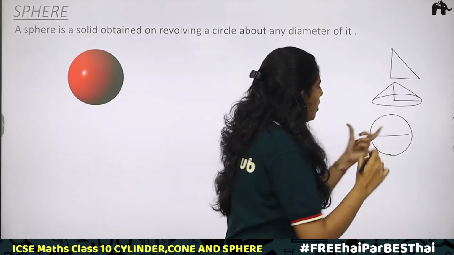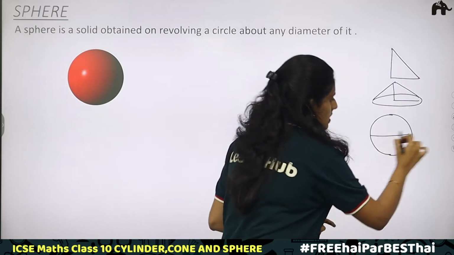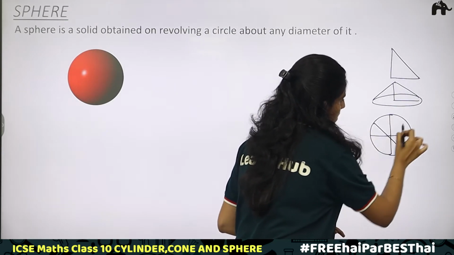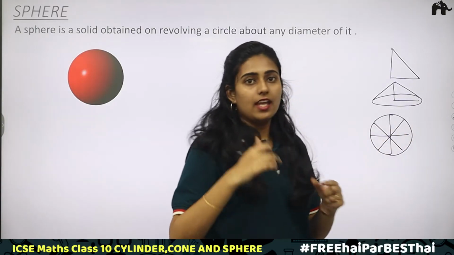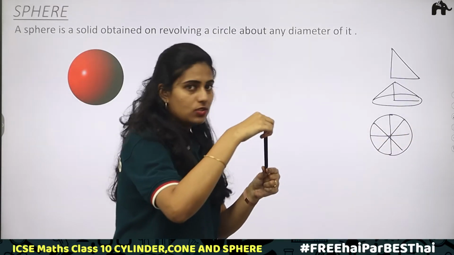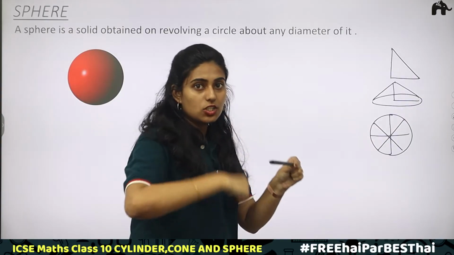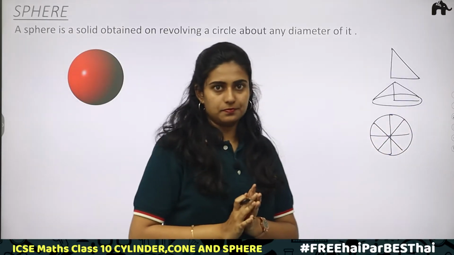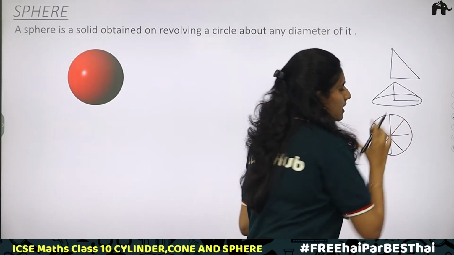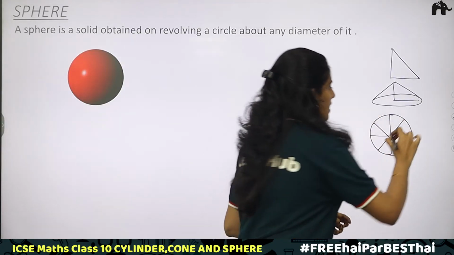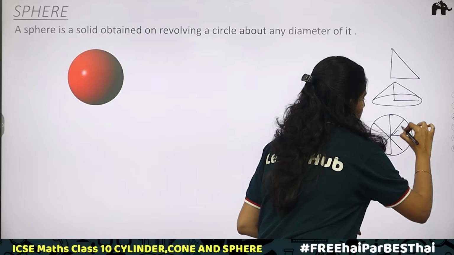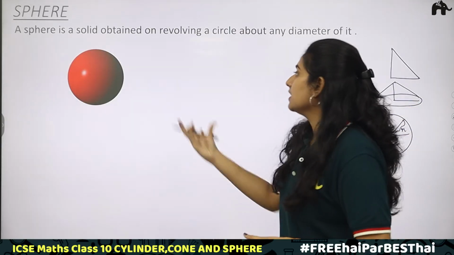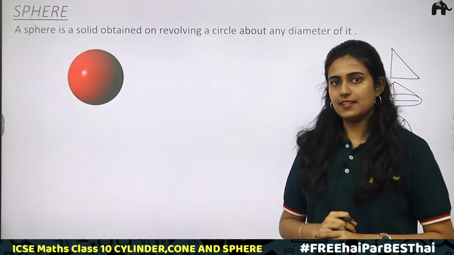You can rotate it along any of its diameter. This is one diameter, or along this diameter, or along this diameter. Any of its diameter, when you hold it and make a rotation of the paper, then you will be getting a spherical shape. Clear? Now this circle will be having a radius. This is the radius of circle, R. The radius of the circle will be the radius of sphere, which is formed in this manner.